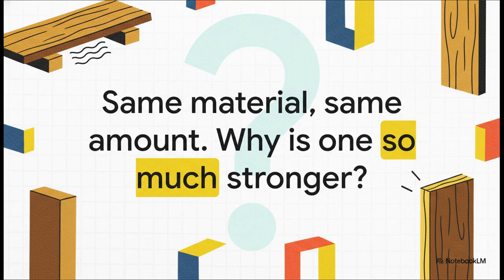So let's start with a really simple question. You've got two identical planks of wood. Same material, same size, same everything. You lay one flat across a couple of sawhorses and you stand on it. It's gonna sag, right? It feels super bouncy, might even snap.